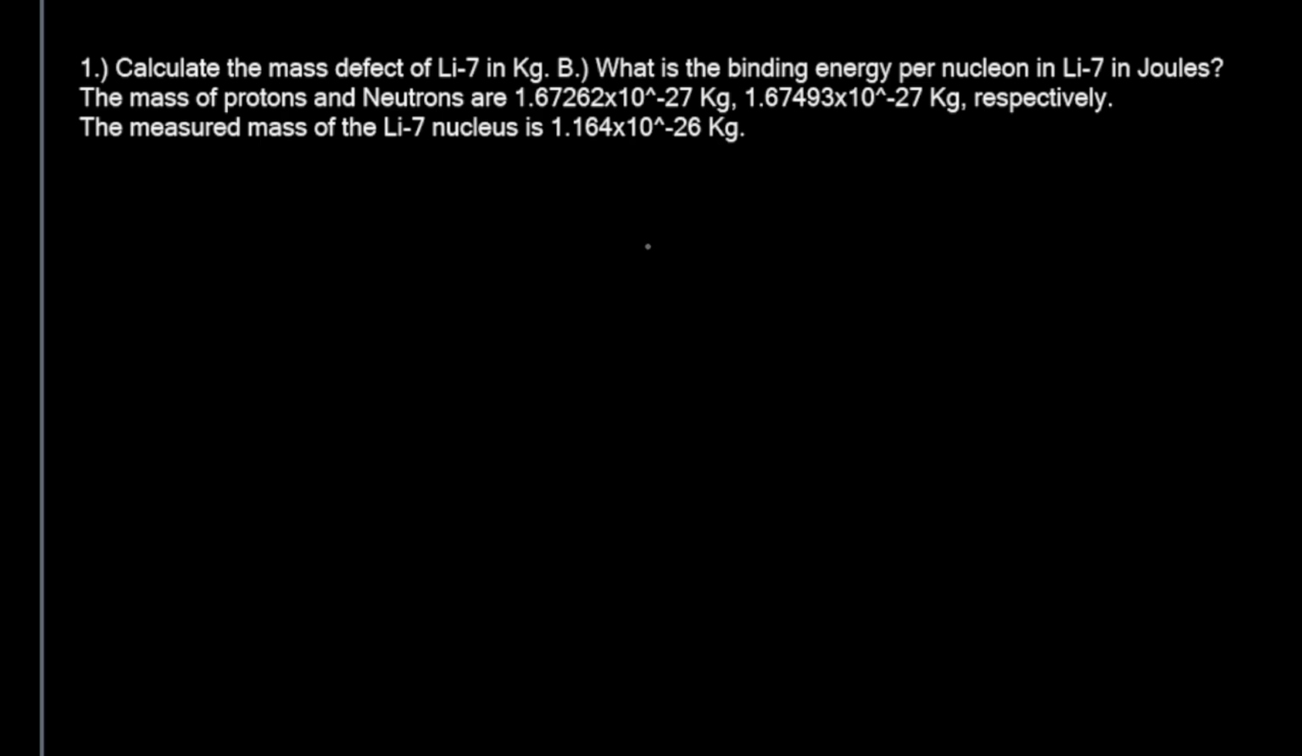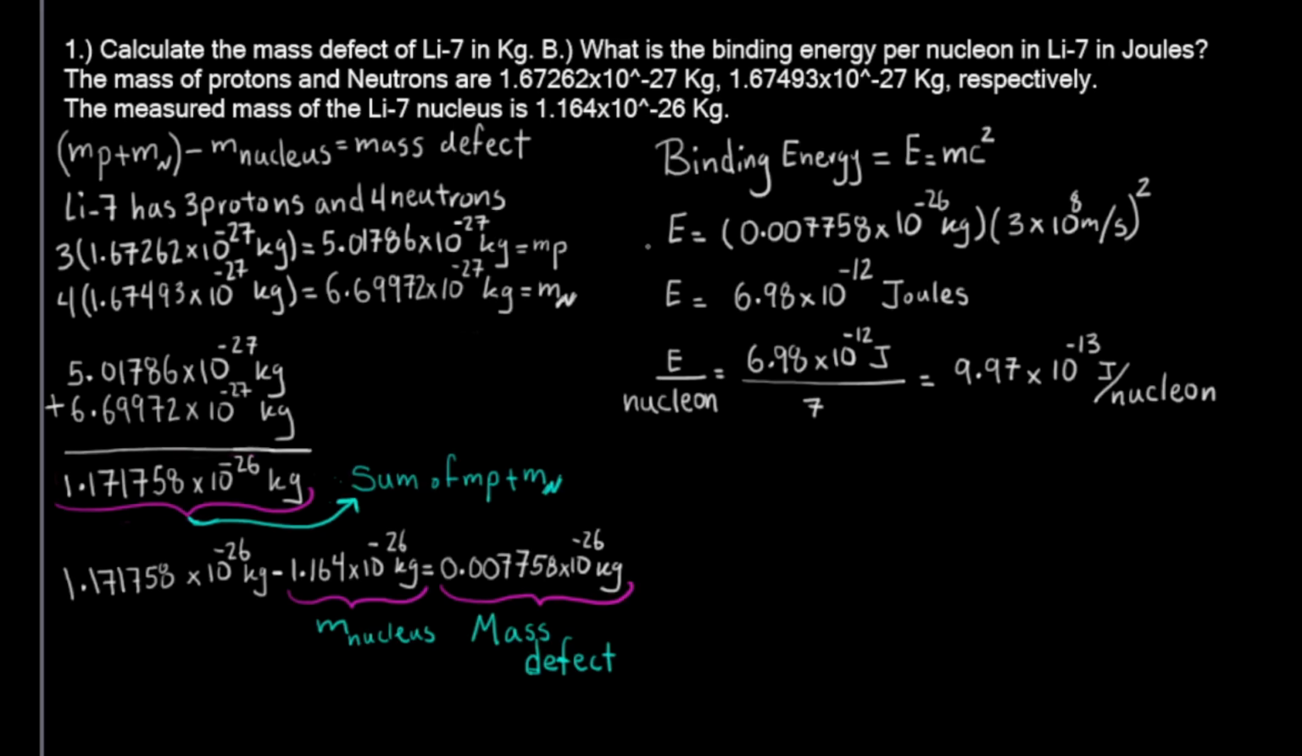Let's work on another problem to see how we can calculate the mass defect and, this time, the binding energy as well. So number 2 reads: calculate the mass defect of lithium-7 in kilograms. What is the binding energy per nucleon in lithium-7 in joules? The mass of protons and neutrons are given. The measured mass of the lithium-7 nucleus is also given. Take a minute, pause this video, work through this problem by yourself, then come back and see the solution to this problem.